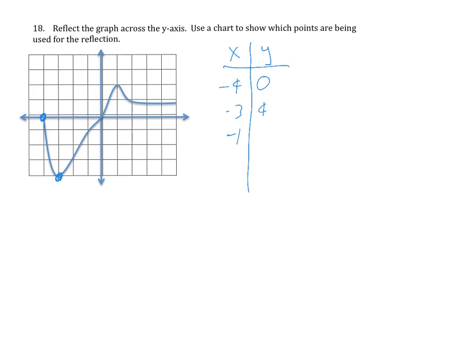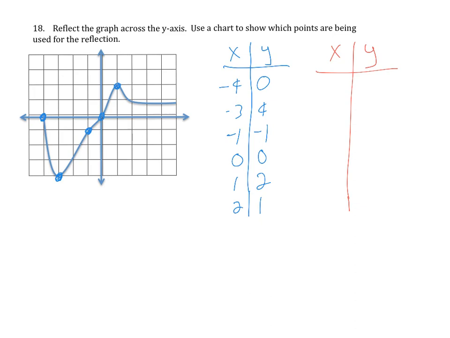This guy, negative 1, goes through the origin, 0, 0. It goes through 1, 2, right here, and we'll call this roughly 2, 1. Okay? Now, if it's reflecting across the y-axis, that means this thing is rotating left to right. Okay? So the y values will stay the same. So on our reflected graph, the y values stay the same, and the x values will be the negative of what they are.